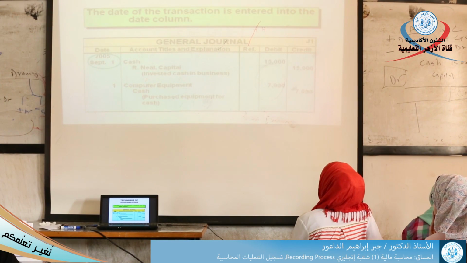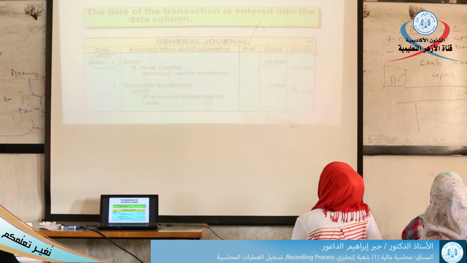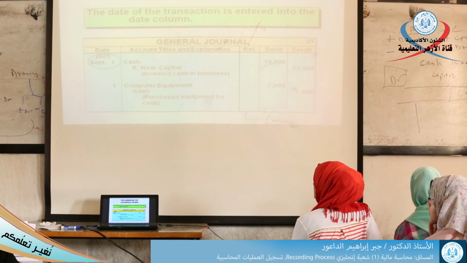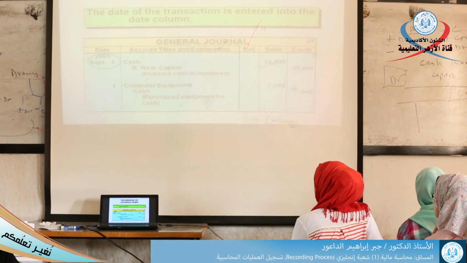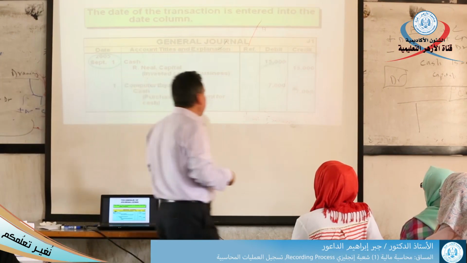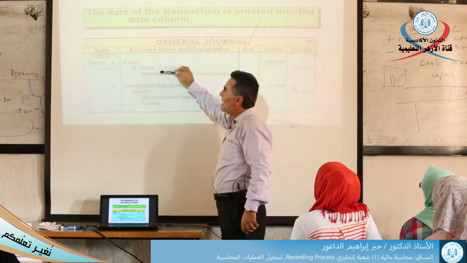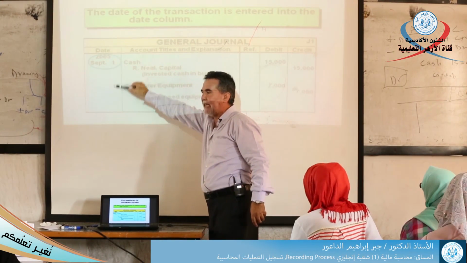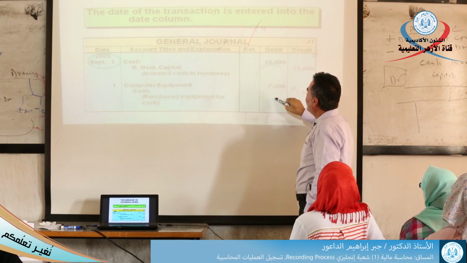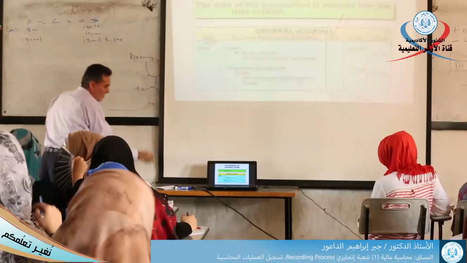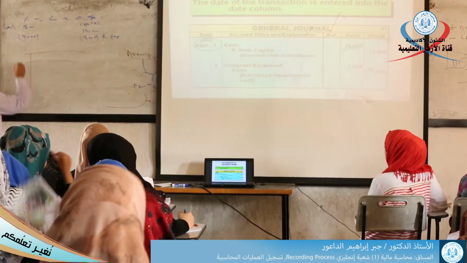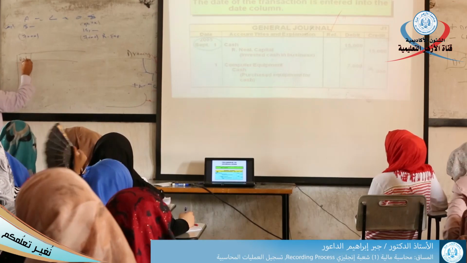Look here, the first transaction, as I said here, he invested 15,000 to start his own business. So the journal entry will be cash to capital. So this column for date, this column for reference, debit side, credit side. The book will be like that. Date.